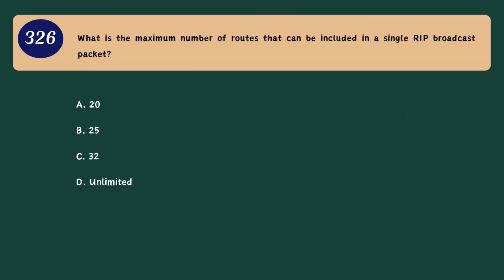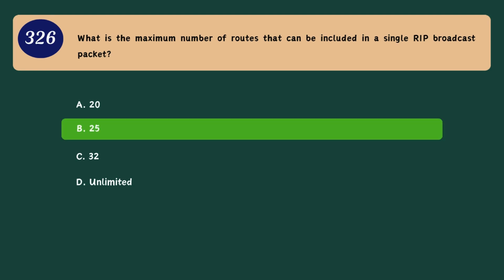Question 326. What is the maximum number of routes that can be included in a single RIP broadcast packet? A. 20, B. 25, C. 32, D. Unlimited.